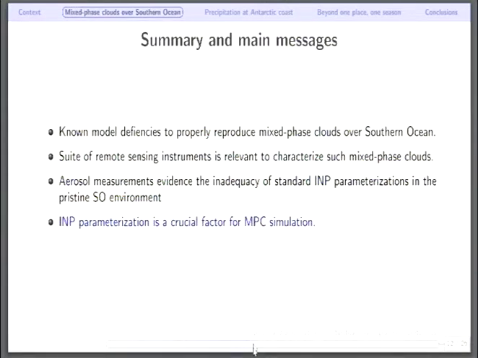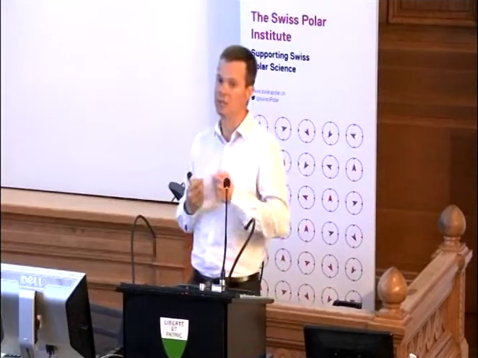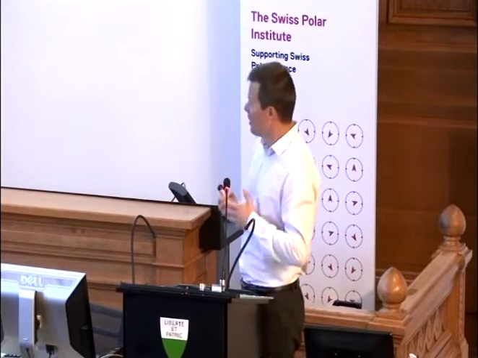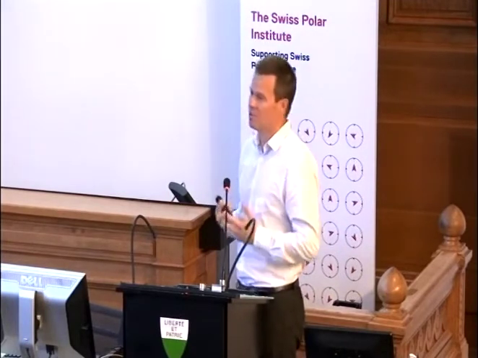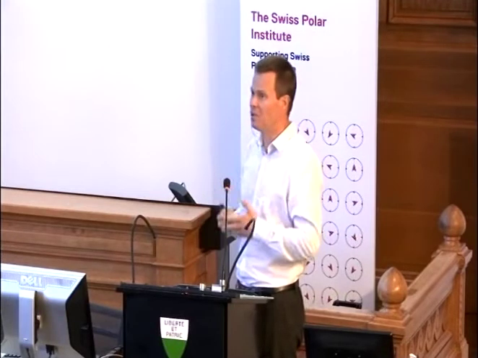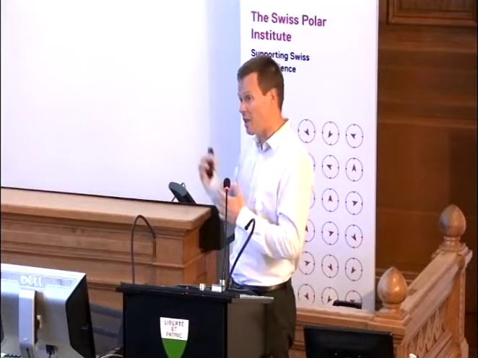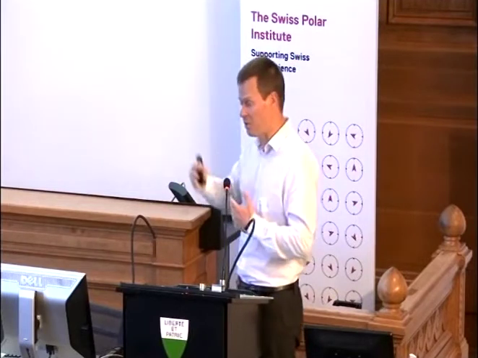So the main point here is that we know that models have difficulties in reproducing these types of clouds over the Southern Ocean. Using different remote sensing instruments and in situ measurements for aerosol, we can show that we are able to derive relevant information to characterize the cloud and to evaluate the model and its capabilities. And we can also evaluate where the problem is coming from in the model. So for this case and this region, the INP parameterization is a crucial factor. You can play on many other things, but this one, if you don't get it right, you will not be able to simulate these mixed phase clouds, which have a strong influence on the radiative budget and so on.